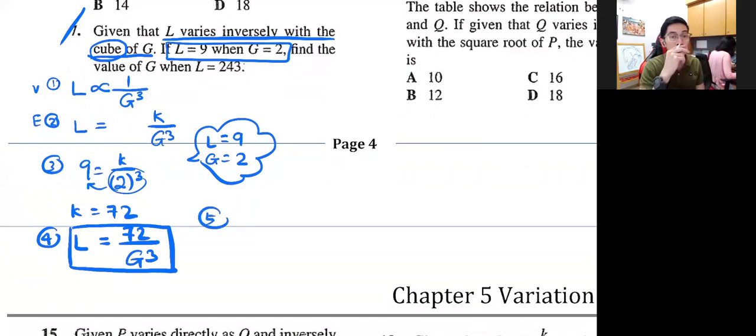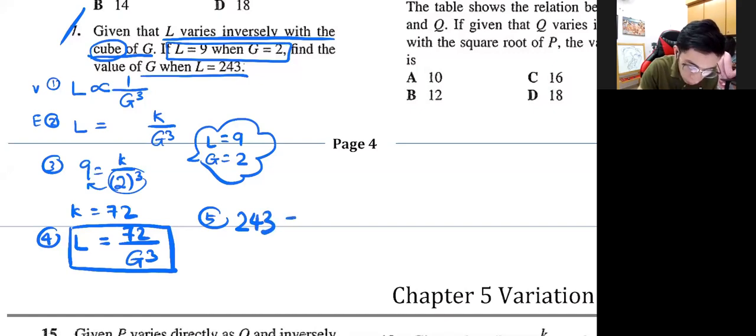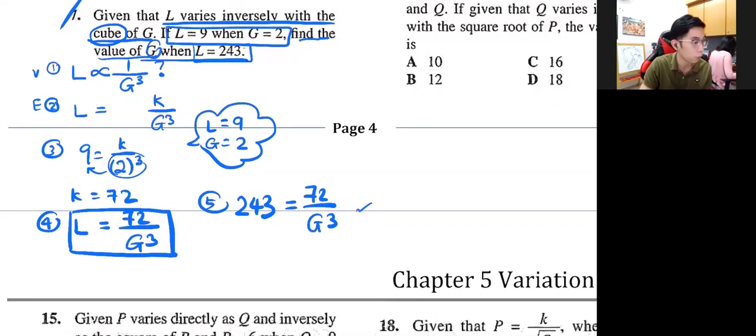So after you get a formula, this is what you have to do. Now we have to use the not complete one and put it inside. So L is 243, so 243 equals 72 over G. I read again: find the value of G. So G is unknown, then they give you L, it's 243. You see, I put it inside nicely for you already.